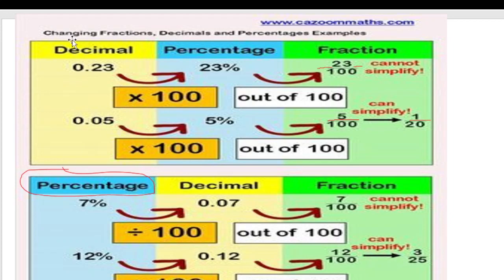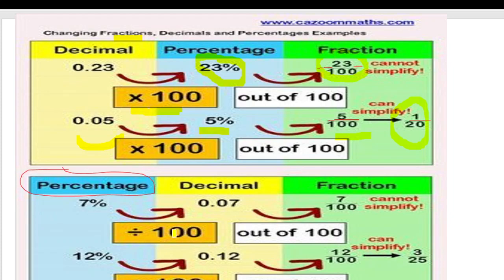Now let's convert. How to convert decimal, percentage, fraction. Decimal 0.23. If we want to make this a percentage, we should multiply it by 100. So 0.23 into 100 is 23%. Now fraction out of 100, so 23 by 100. 0.05, we will multiply by 100. 0.05 into 100 is 5%, and in fraction 5 by 100. We can simplify it, so 1 by 20.